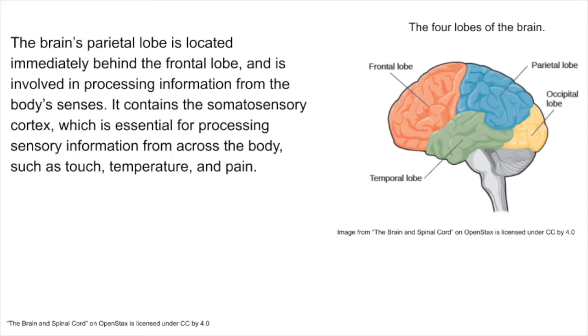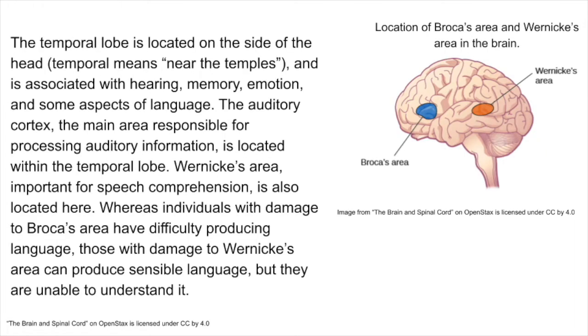The brain's parietal lobe is located immediately behind the frontal lobe and is involved in processing information from the body's senses. It contains the somatosensory cortex, which is essential for processing sensory information from across the body, such as touch, temperature, and pain. The temporal lobe is located on the side of the head. Temporal means near the temples, and is associated with hearing, memory, emotion, and some aspects of language. The auditory cortex, the main area responsible for processing auditory information, is located within the temporal lobe. Wernicke's area, important for speech comprehension, is also located here.